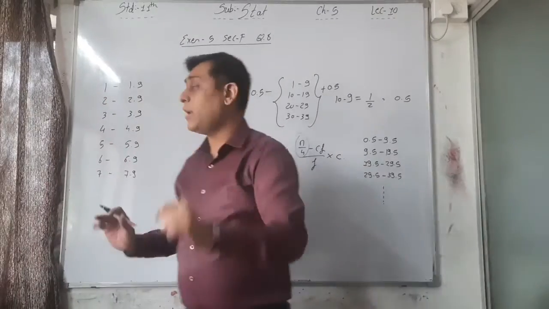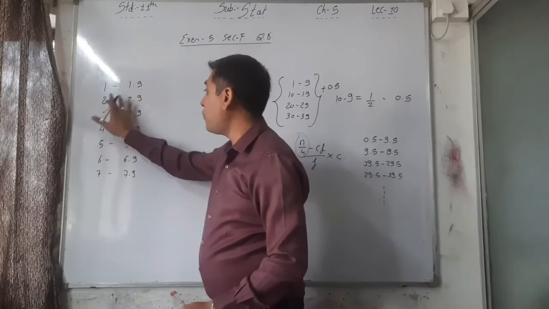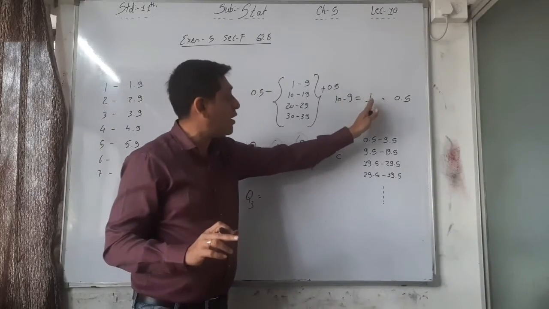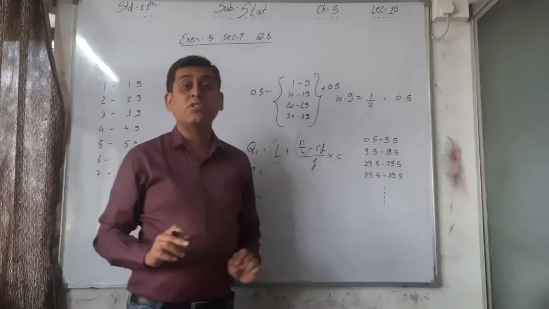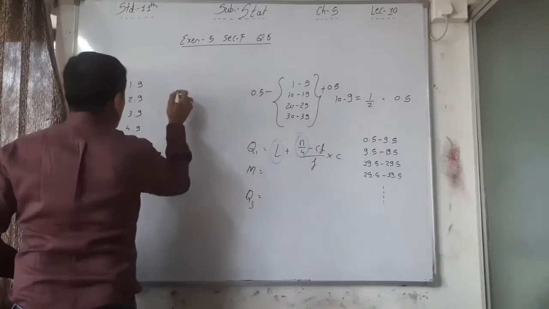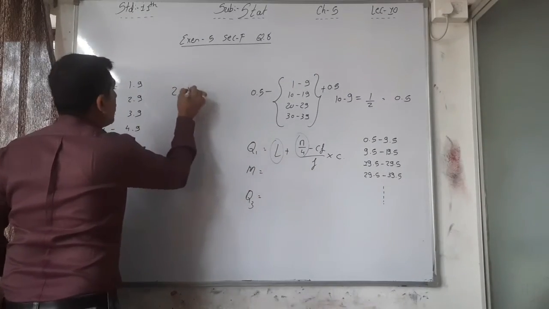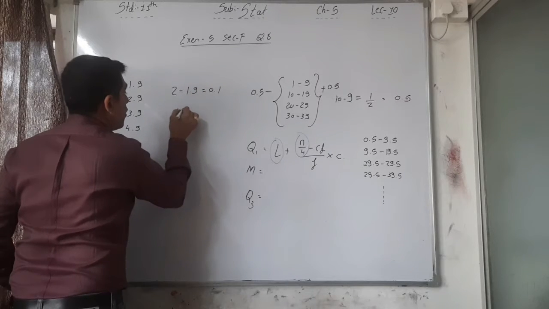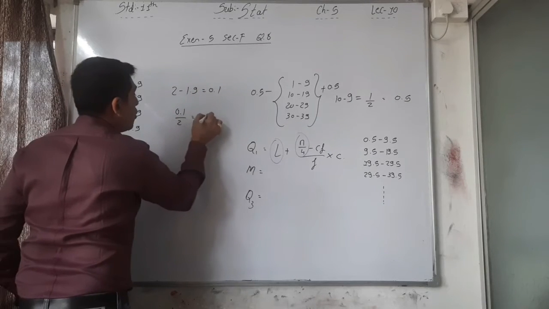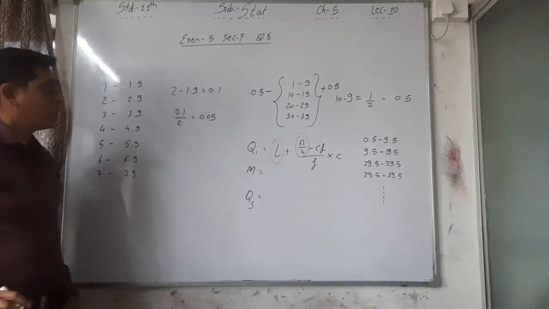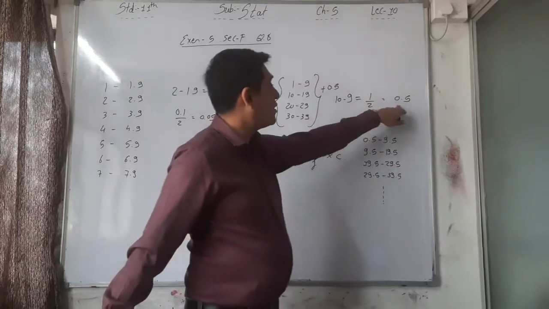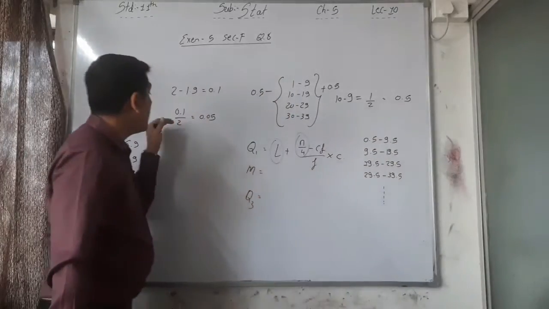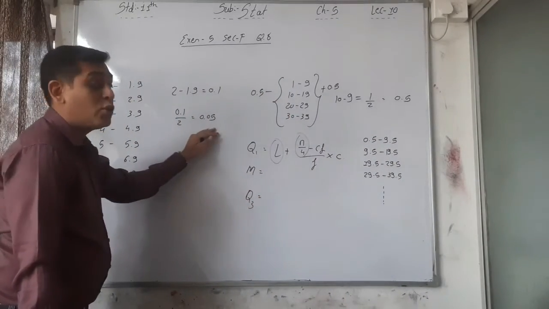Okay, but here the twist is there. Here the difference is not 1. In the earlier case the difference is 10 minus 9, that is 1, and 1 divided by 2 is 0.5. But here the difference is 2 minus 1.9, which is equal to 0.1, and 0.1 divided by 2 is 0.05. There the value is 0.5, but here the value is 0.05.